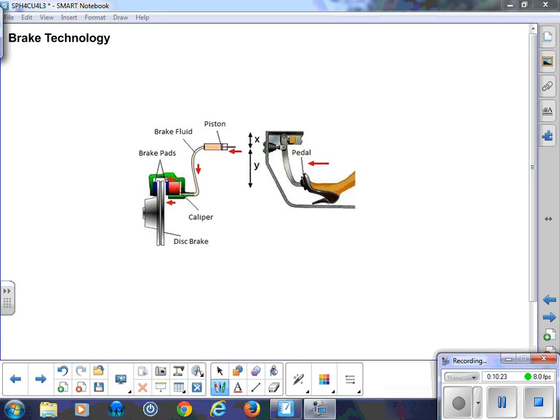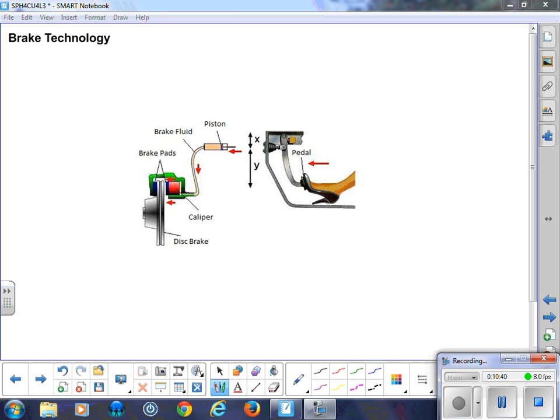All right, and finally, I want to talk about brake technology for a second. I know this is probably simple. It's a simplified version. For those that are a little bit more into the automotive, you're going to know a little bit more than what I'm going to express here. But I want to point out a couple things here.